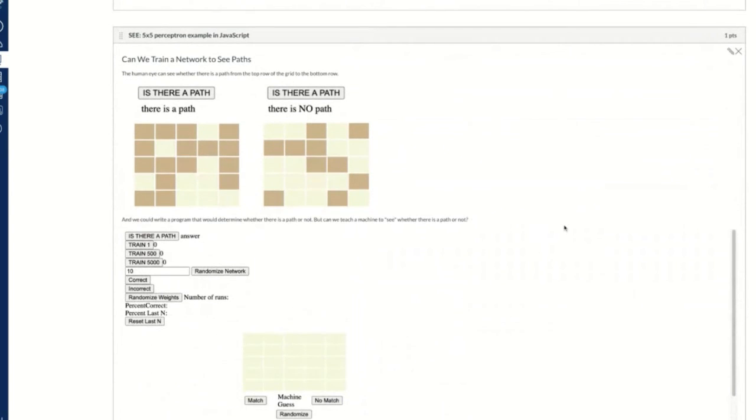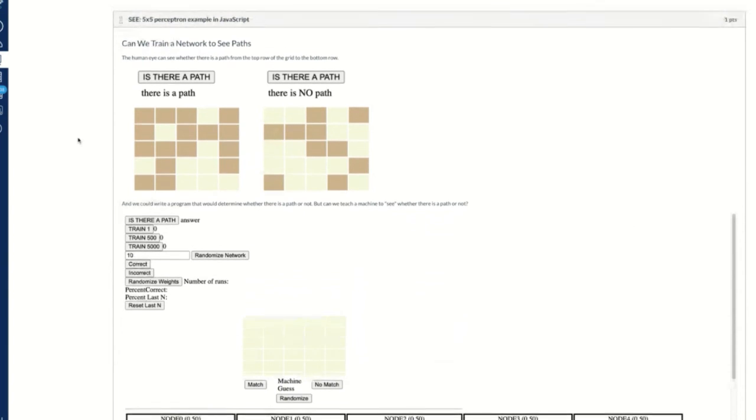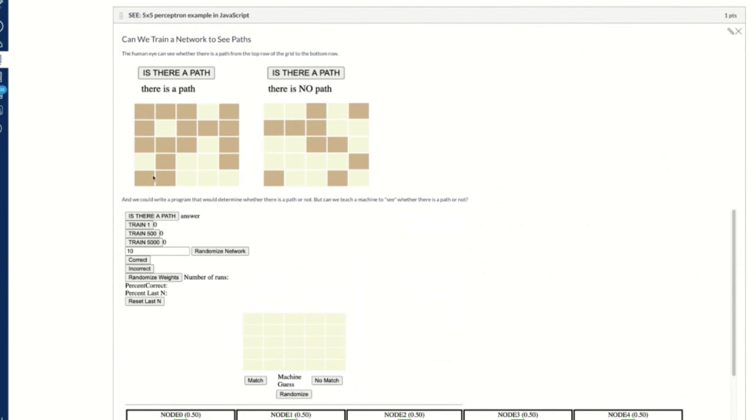Okay, so now let's think of a different problem for a moment. So now I have a 5x5 grid, and what I want to think about is: is there a path from the top row to the bottom row? You can almost think of this as there are certain kinds of games like Connect 4 and things like that that have this kind of question in them.